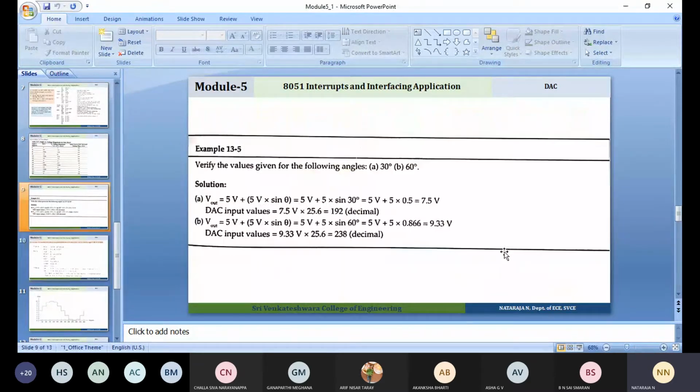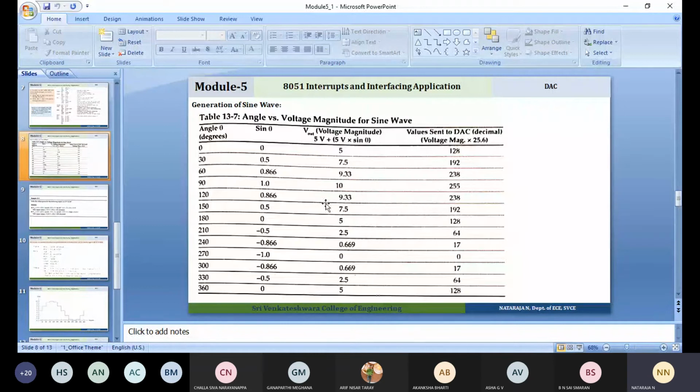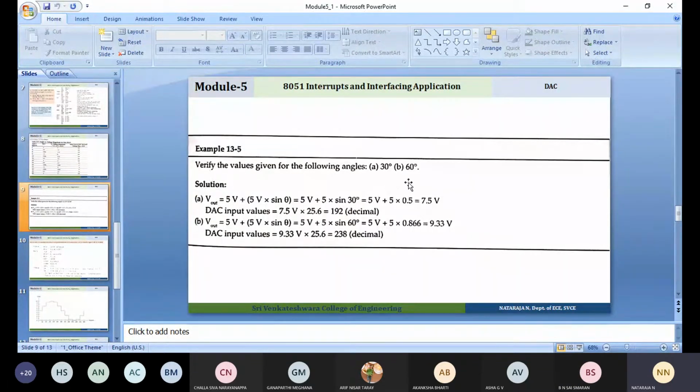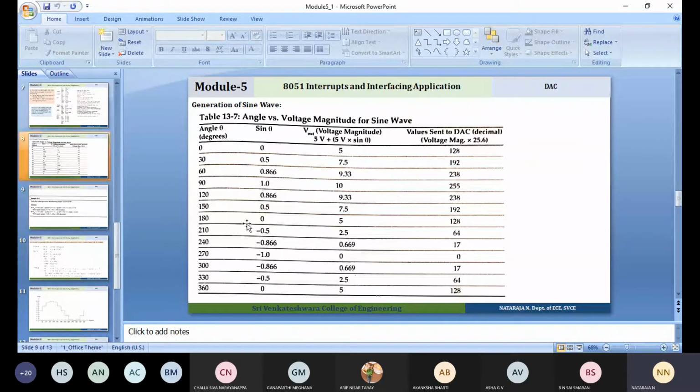That is why we need to find these values. Got everyone? Any doubts? No, sir. Okay. Then next, coming to the verification of the given values. For 30 degree and 60 degree, we are going to verify the values of this table.